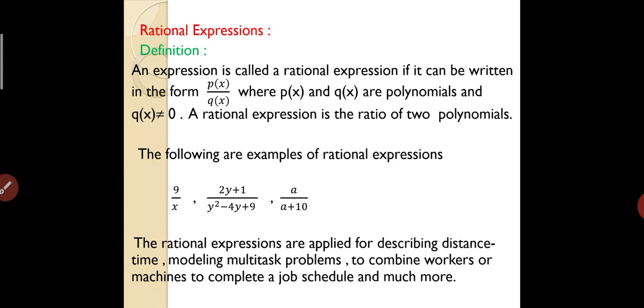The rational expressions are applied for describing distance, time, modeling multitask problems, to combine workers or machines to complete a job, schedule and much more, where we can apply the rational expressions for describing the distance, time, modeling multitask problems, to combine workers or machines to complete a job, schedule and much more.